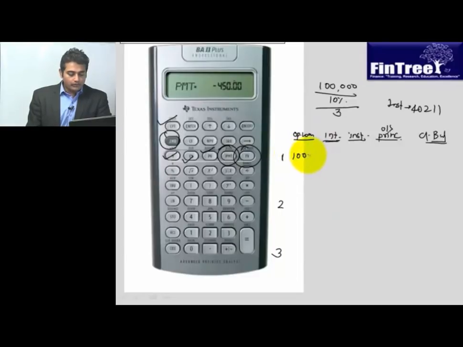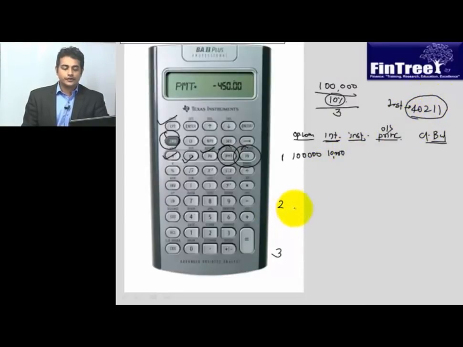At the beginning of year 1, I have taken loan of 1 lakh rupee. And if that is the case, how much interest should I be paying? 10,000, because interest rate is 10%. If loan is 1 lakh, I would pay interest of 10,000. But how much amount would I actually be paying to the bank? 40211, because that's what my calculator is telling me. So I have actually paid an amount of 40211.